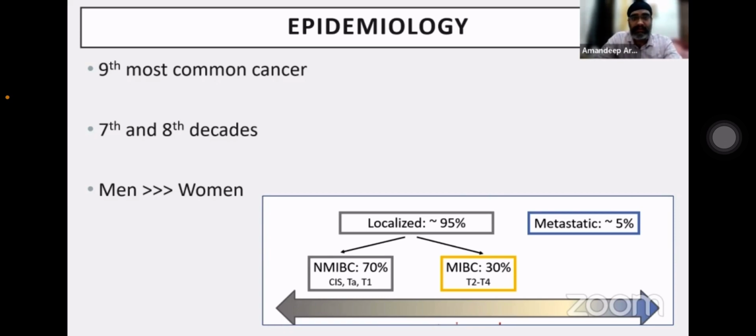However, all of us who are practicing in India would agree that we see a lot more of advanced bladder cancer in our country. So the metastatic would not be 5%, it would be around 10 to 15%, and even NMIBC would be around 60%, and MIBC coming to 40%.